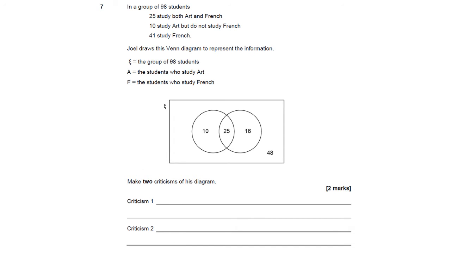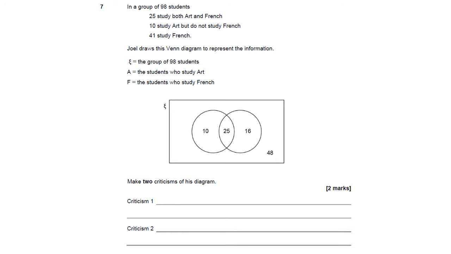Question 7. In a group of 98 students, 25 study both art and French, 10 study art but do not study French, 41 study French. Joel draws this Venn diagram to represent the information. So he's got the group of 98 students as his total set. A is the students who study art, and F is the students who study French.